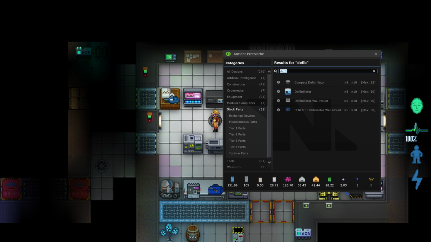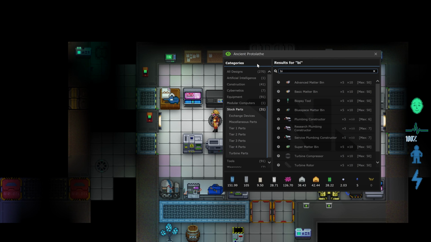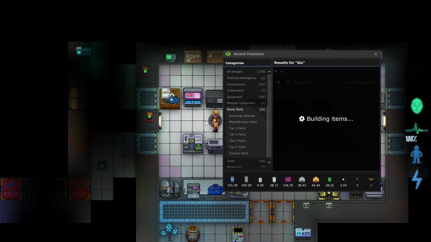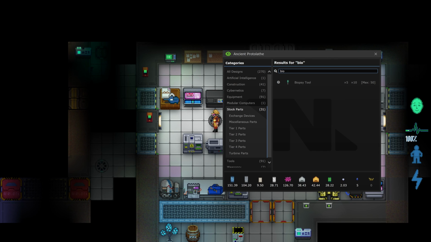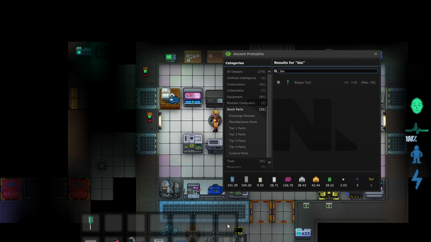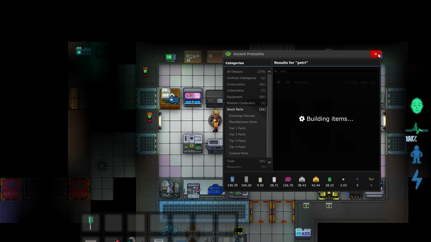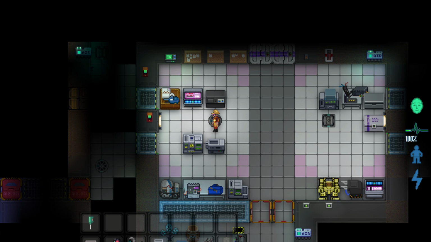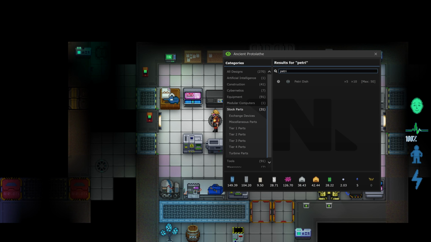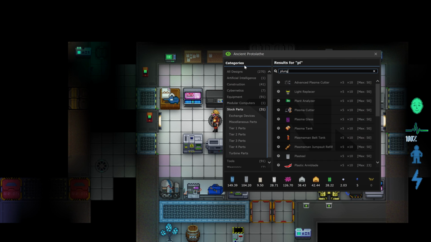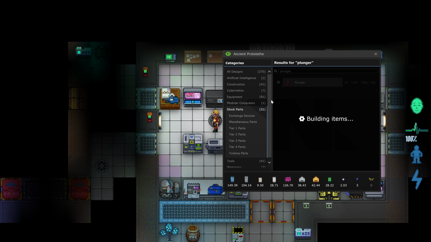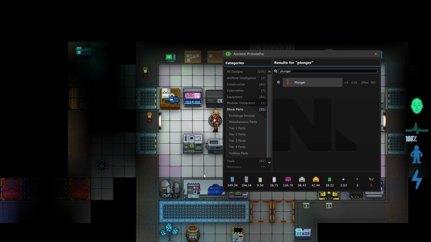For that, I will need a couple of items. First, a biopsy tool. It will let us take some cells from meat, from different animals, etc. And we also need petri dishes. I will create like 10 of them. These are the containers for the cells. Other than that, I want to get a plunger. We will need it when we grow the cells into organisms. I will leave it here for now.